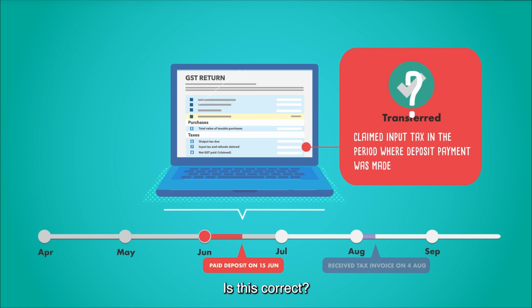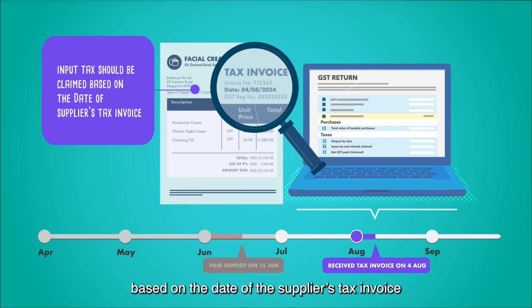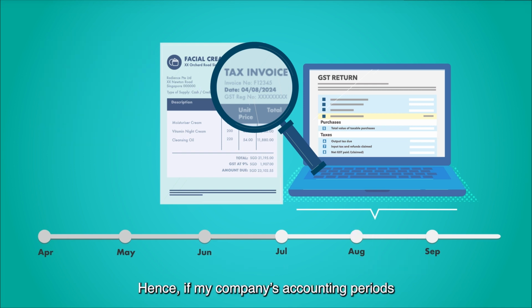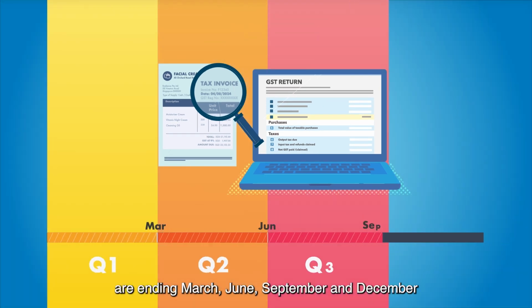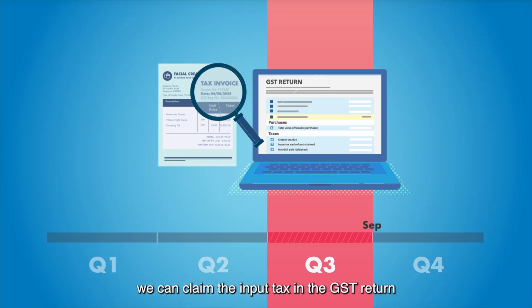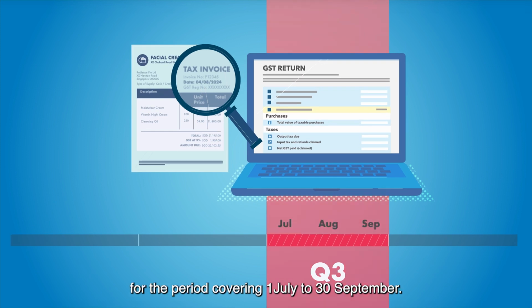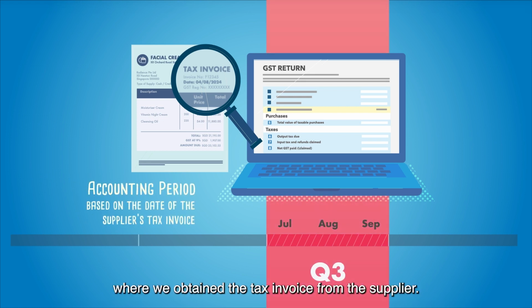Is this correct? No. Input tax should be claimed based on the date of the supplier's tax invoice or import permit, as long as all the conditions for claiming input tax are satisfied. Hence, if my company's accounting periods are ending March, June, September, and December, we can claim the input tax in the GST return for the period covering 1st July to 30th September. This is the accounting period where we obtained the tax invoice from the supplier.